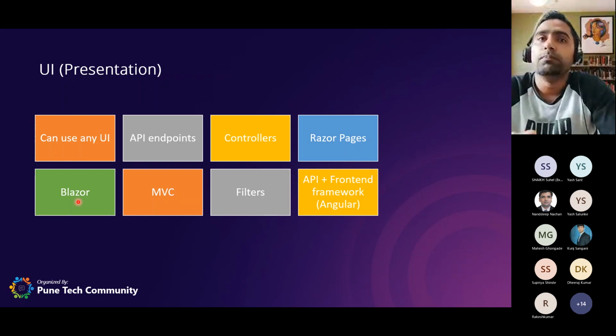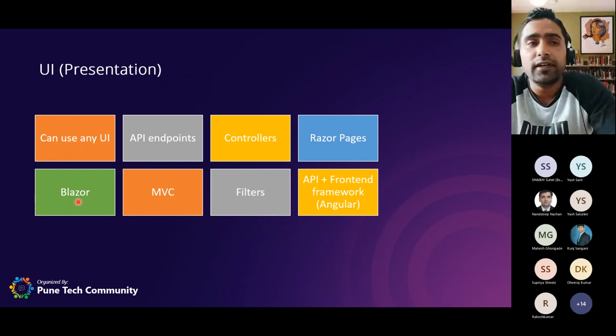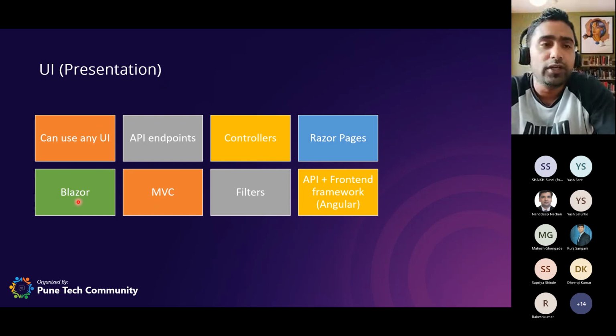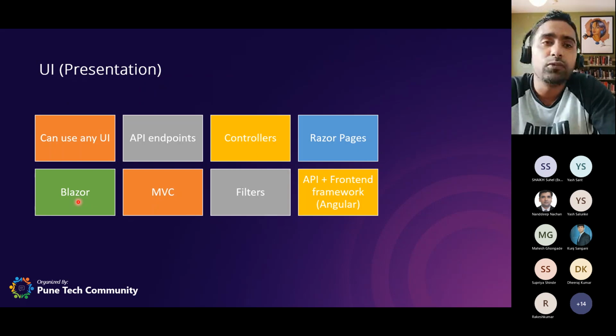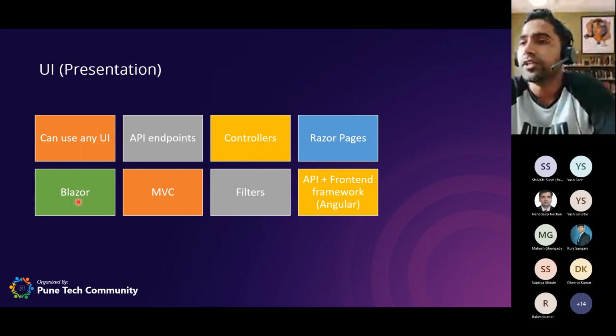UI. Since we are making this independent of the core part, we can use any UI. We don't have a restriction: we can use ASP.NET Core MVC, or Blazor, or even a Web API. Likewise, we can build any presentation layer, and we can also implement an API with different front end frameworks. If we want to use Angular or Vue.js for the front end, we can do that too.